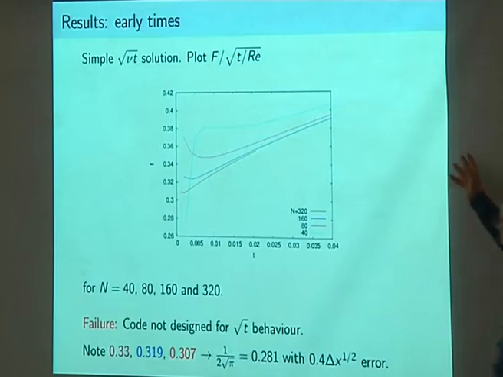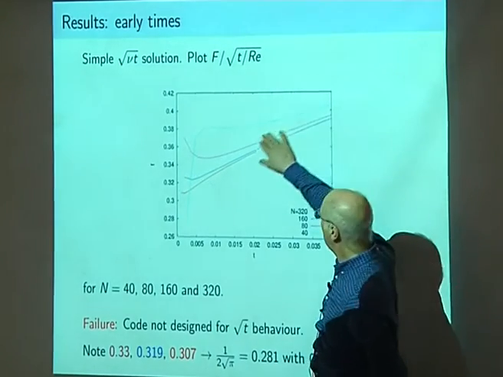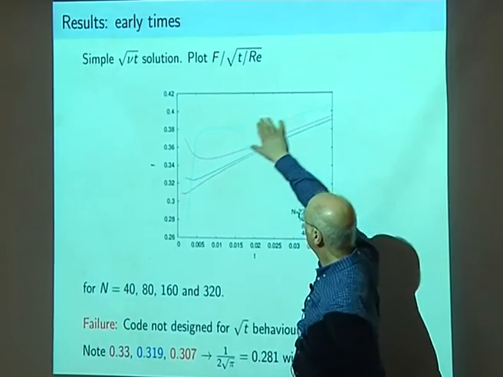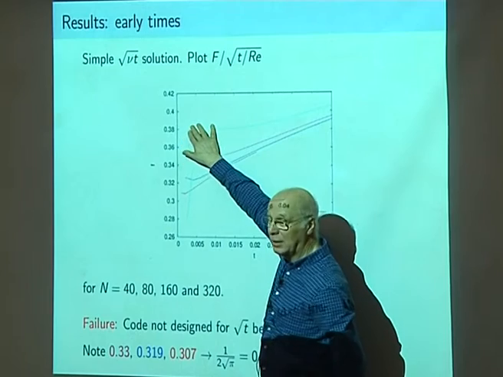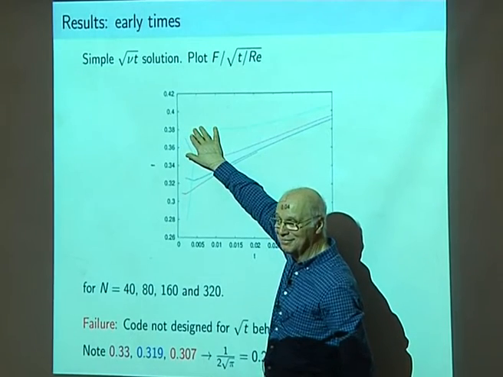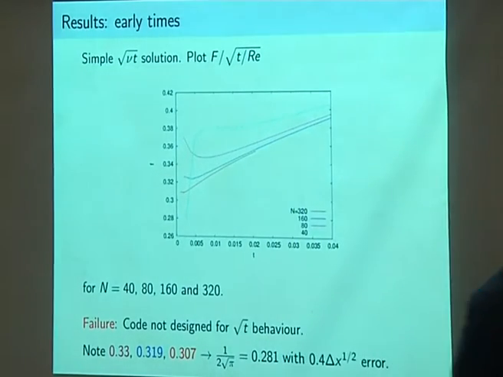But a normal resolution of, say, 40 is hopeless at getting 0.281. The code is not designed to look at this problem, and I have to work very hard with my extrapolations to get the right answer. Okay. Are there any questions?